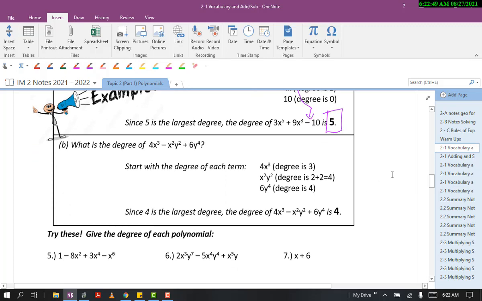Same thing with letter B here. 4x cubed, the degree is 3. x squared y squared, we have to add those up. They're two different variables. We add up the exponents to get 4, and 6y to the fourth. So the largest number is 4. It happens twice, but it still just happens, that is the largest number. So that is our degree.